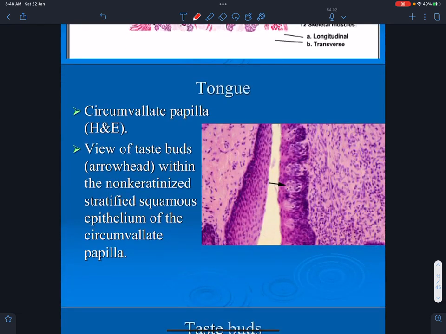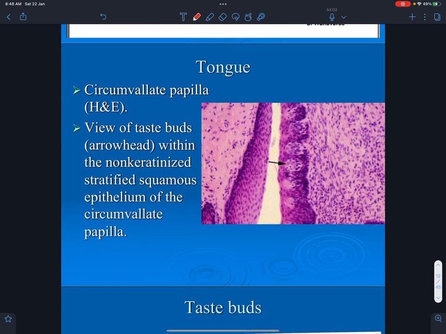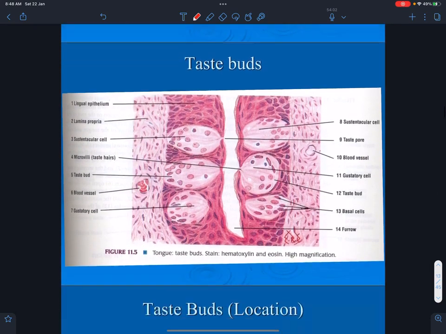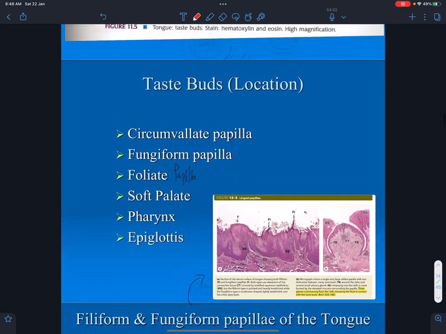Here's another structure showing us the ovoid structure known as the taste buds within the non-keratinized stratified squamous epithelium. Remember, the oral tongue is lined by oral mucosa, so it's immediately lined by that type of epithelium. Again, to protect against the abrasion of food. And of course, the last one is the location of your taste buds.